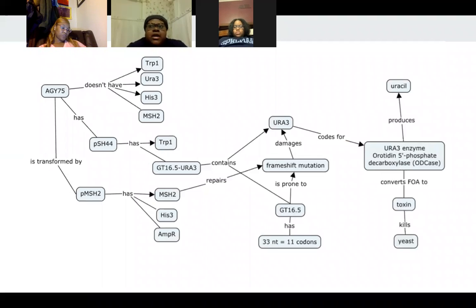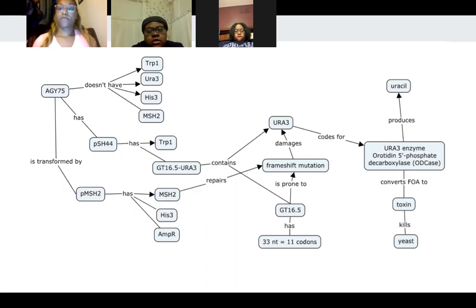So this concept map shows us how the FOA assay is used to determine the functionality of mismatch repair mechanisms. So when MSH2 is working, MMR repairs the frameshift mutation in G216.5, which keeps URA3 functional, and there will be no growth on the FOA plate. However, when MSH2 is mutated, MMR does not repair the mutation in GT16.5, which damages URA3, meaning that there will be no toxin that would inhibit growth on the FOA plate.